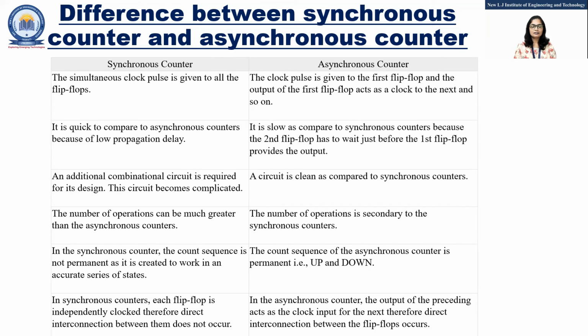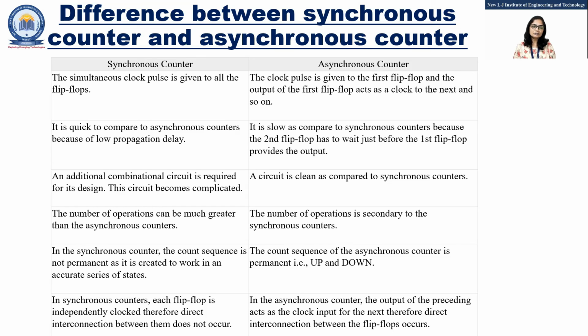We have completed all the types of synchronous and asynchronous counters. So now we will see the difference between synchronous counter and asynchronous counter. As you know, in synchronous counters, we are applying clock simultaneously to all the flip-flops. But in asynchronous counter, clock pulse is given to the first flip-flop and the output of the first flip-flop acts as a clock to the next and so on.